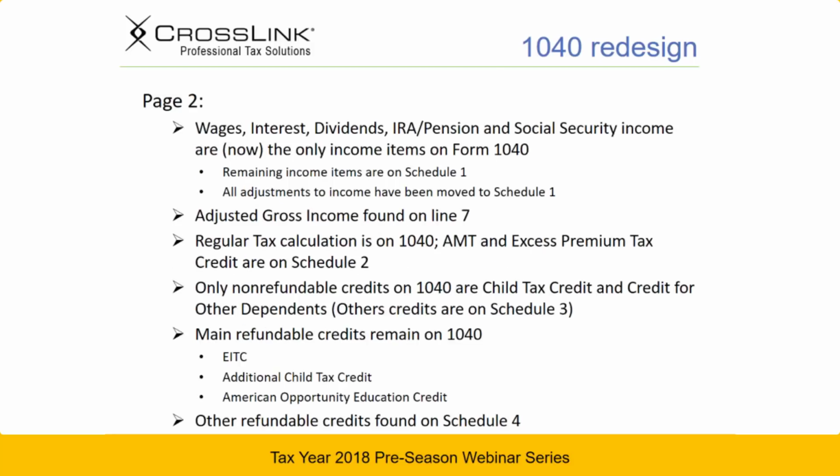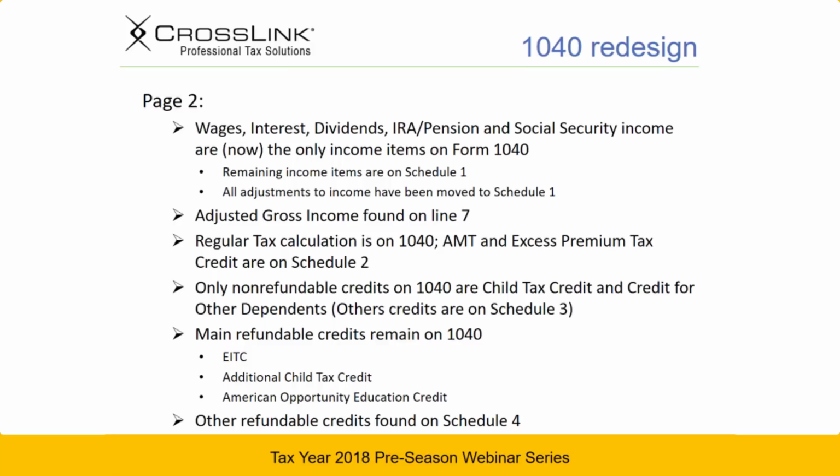I also want to show you what's going to be on page 2. So page 2 is going to have a little bit more information. Again, in both instances, they're only a half page long, but page 2 will have your wages, as well as the adjusted gross income found on line 7, your regular tax calculations, non-refundable credits on the 1040 and child tax credits. Main refundable credits remain on the 1040, which include EITC, additional child tax credit, and American Opportunity Education credit. And please note that other refundable credits will actually be found on that Schedule 4.